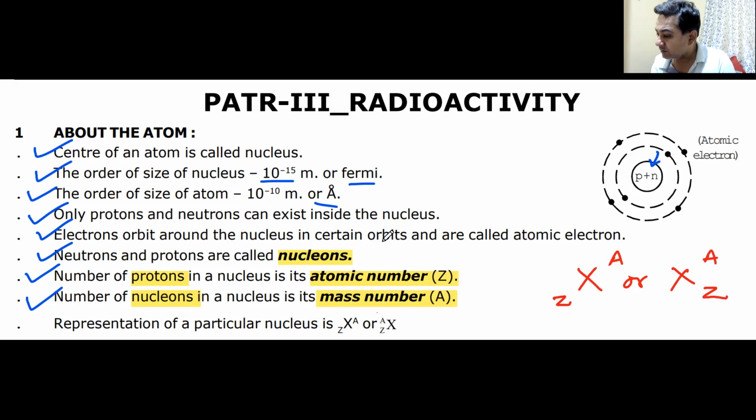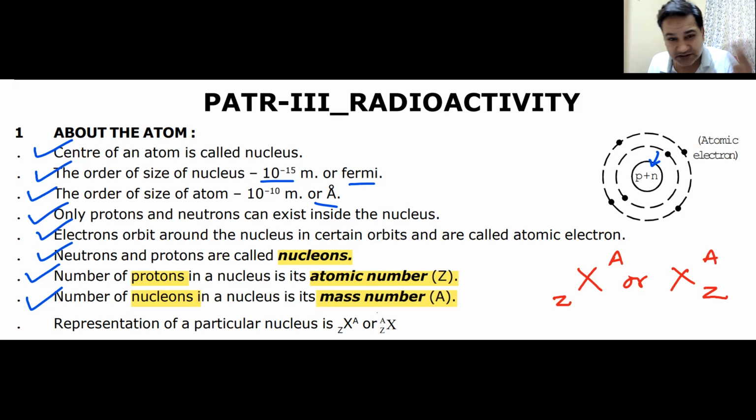We'll have to note this. What is atomic number? What is mass number? Atomic number is denoted by the letter Z. You may say, sir, atomic number starts with A, I should write A for that. No, it's Z. That's a convention. We follow it. Mass number is written by A.